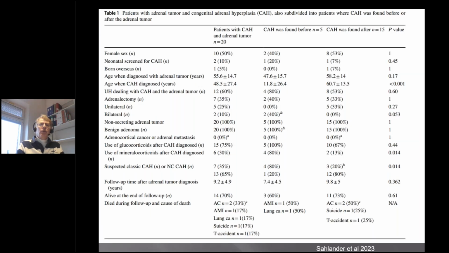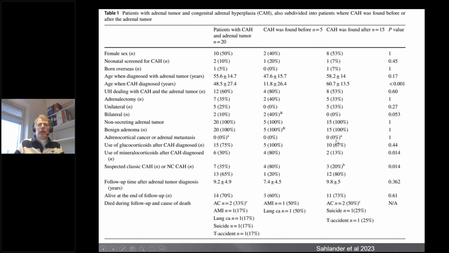So we looked into our Swedish data, and in Sweden there are only 20 patients with CAH and adrenal tumors, and 15 of these were diagnosed with an adrenal incidentaloma, and the age was around 58 years, and 2 years later they were diagnosed with CAH. Some even had adrenalectomies before the diagnosis. And of these, 80% were non-classic CAH and only 20% were simply virilizing.